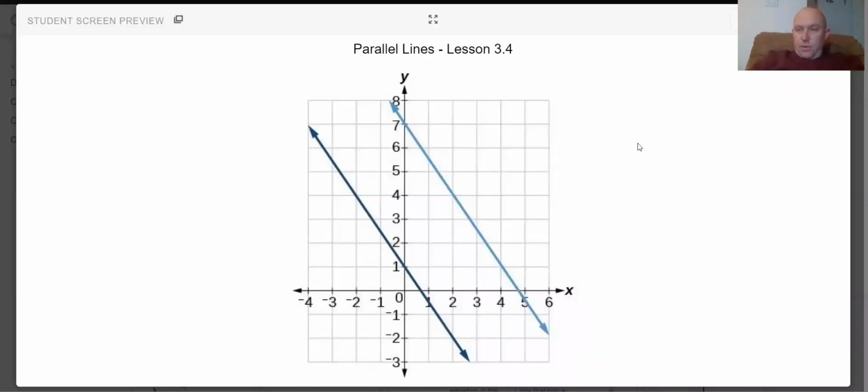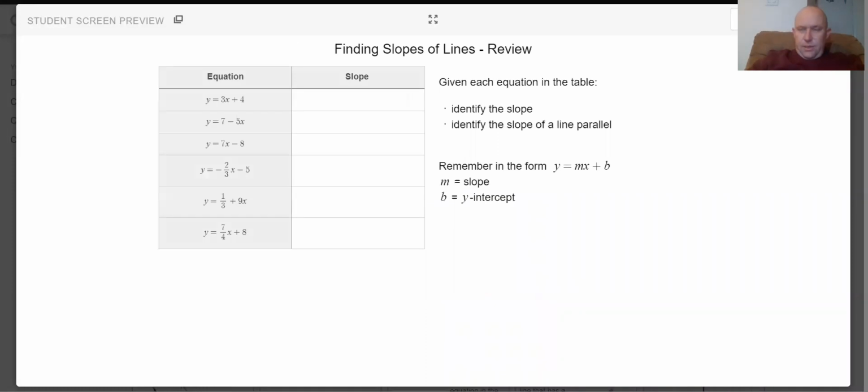This is the video tutorial for parallel lines. This is lesson 3.4. And as you can see on the picture here, we got a pair of parallel lines. And let's get into the warm-up question. Now, the warm-up question I'm going to go through because it actually has relevance for today's lesson.